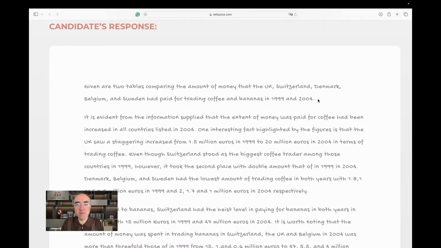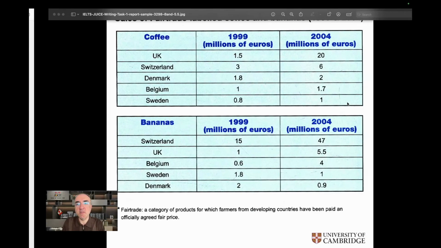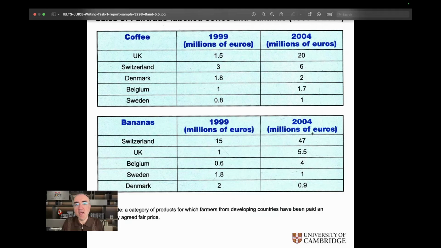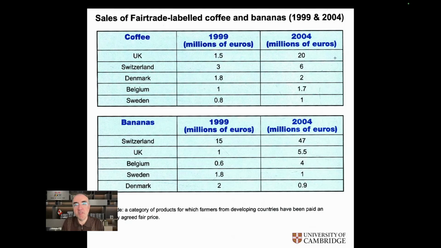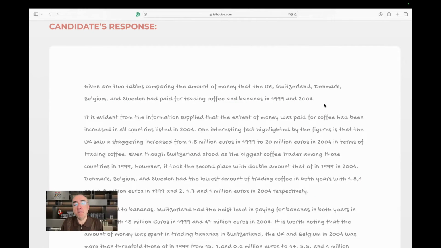But I wanted to maybe see another sentence, something significant, something like the highest number is 47 million. That is for the sales of bananas for Switzerland in 2004. That's the highest one. Or you can say in all rows, we had an increase, while Sweden and Denmark were the only countries that experienced a decline. You see 1.8 to 1 and 2 to 0.9. Just one significant point, but the significant point in the introduction should be about the entire visual.